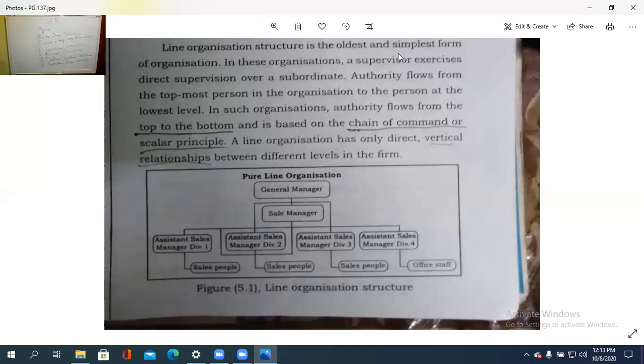Hope you understood this line organization structure. Once again, a supervisor exercises complete control over the subordinates through direct supervision in the line organization structure. So the chain of command or scalar principle is to be followed, and authority is to flow from the top to the bottom.